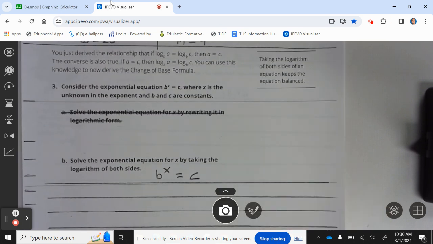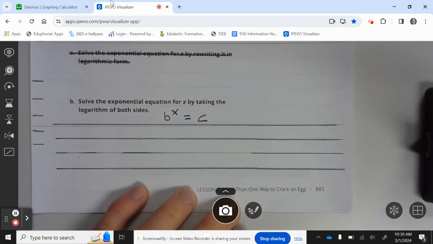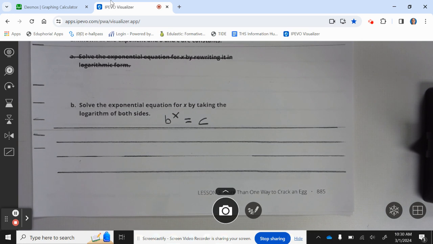All right, let's take a look at, you just derived the relationship that if log base B of A equals log base B of C, then A equals C. The converse is also true. If A equals C, then log base B of A equals log base B of C. You can use this knowledge to now derive the change of base formula. 3. Consider the exponential equation b to the x equals c, where x is the unknown in the exponential and b and c are constants. Mark out A. B. Solve the exponential equation for x by taking the logarithm of both sides.